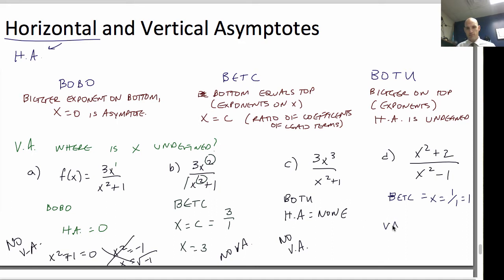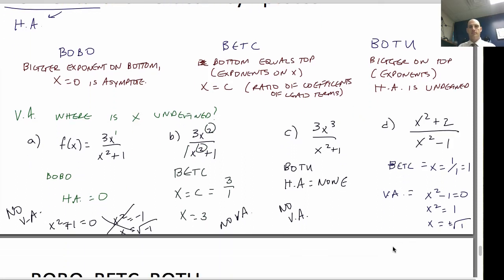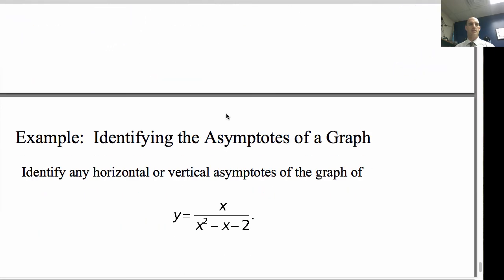For my vertical asymptotes, what's going to break the domain? I don't have any radicals. That's the main thing we're looking for. And the bottom equals 0. So x squared minus 1 equals 0. So x squared is equal to 1. So x is equal to plus or minus the square root of 1. So there's a vertical asymptote at x equals plus or minus 1. Okay, so x can't be equal to -1 or 1. So I have two vertical asymptotes in this case. I've got two vertical asymptotes and one horizontal asymptote. Okay, that's Bobo, Betsy, and BO2.